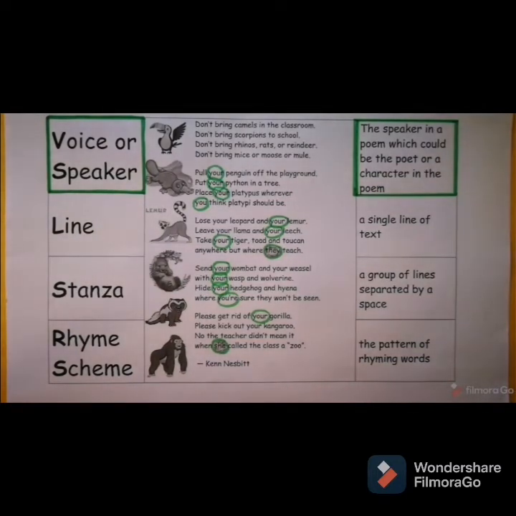The speaker in the poem is the poet, and he's writing in the voice of a child that is in the classroom. And he heard his teacher calling the class a zoo. So everyone started bringing animals to school, and he's giving them advice. Actually, guys, don't do it. Don't bring all your animals to school, because the teacher didn't mean it.